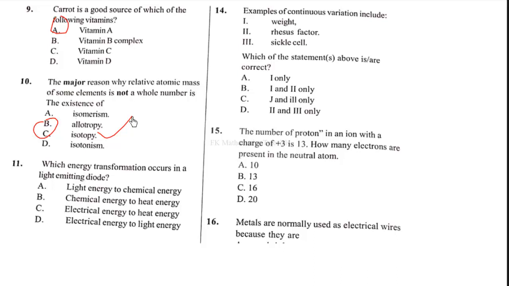Which energy transformation occurs in a light emitting diode? For a light emitting diode, we convert the electrical energy in the cell to light energy. So the correct answer is D.